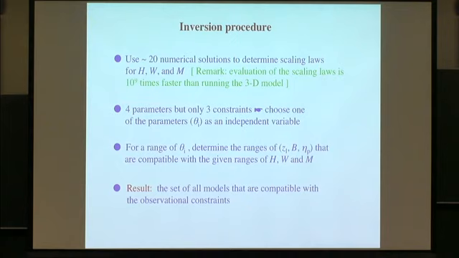So you recall I had four parameters, but only three constraints. So I have to choose one of the parameters, which I'll take as theta I, as an independent variable, which we don't know. And then for a range of this parameter, we determine the ranges of the lithospheric thickness, the buoyancy flux, and the viscosity that are compatible with the given ranges of these three parameters. And so the result is not a single model which is compatible with the observations, but it's the set of all models that are compatible with the observational constraints. And getting that is an important reason to use scaling laws.